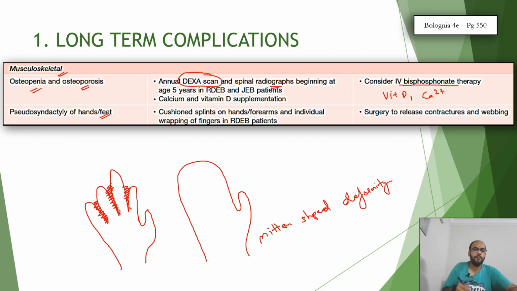Okay, now syndactyly is when the fingers are not separate during embryological development. But since here the fingers were separate, they just joined together, it is known as pseudosyndactyly. Okay, let's move forward. Surgical correction has to be considered to manage syndactyly, but best is that you don't allow syndactyly to actually develop.